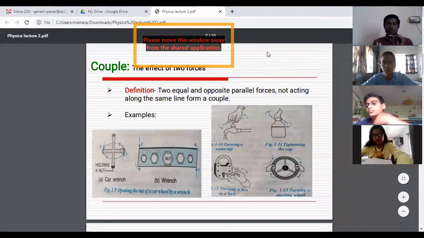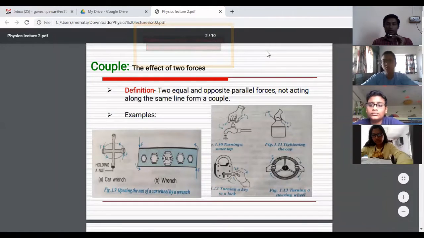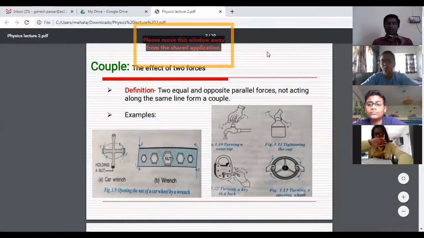Now I was telling the difference between the moment of force and moment of couple. When you calculate the moment of force, you have to consider the effect of only one force. But in the case of moment of couple, you have to consider the effect of two forces. Is everyone clear with this? Yes, sir.